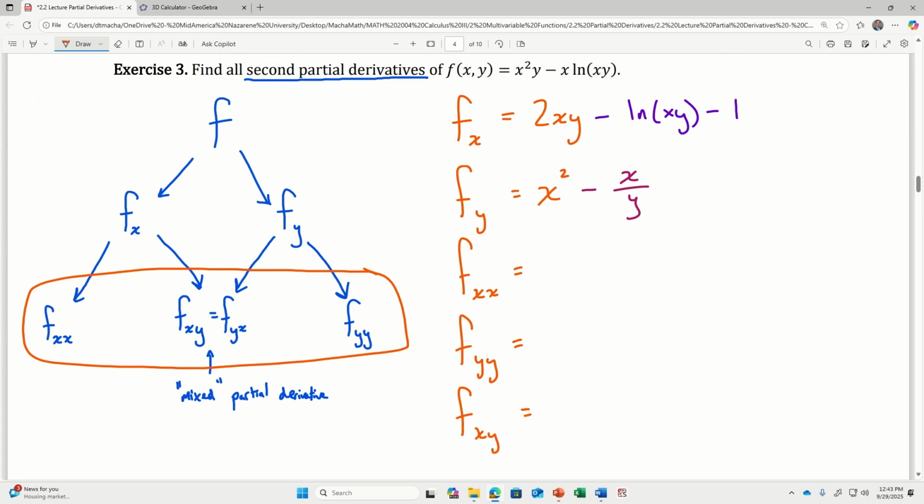Now let's take the second partial derivative of f with respect to x. What is it? 2y.